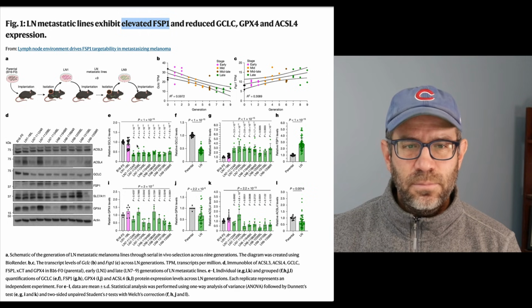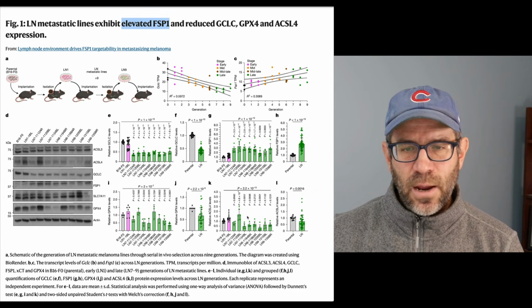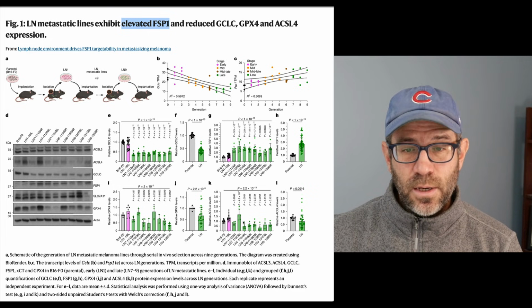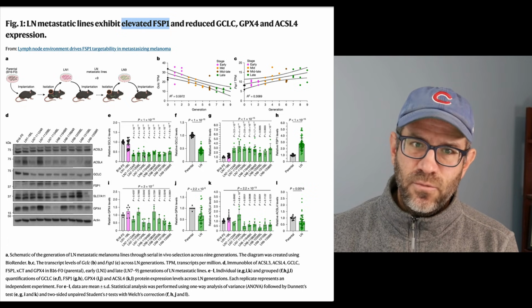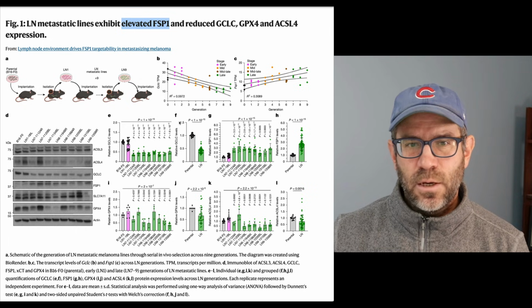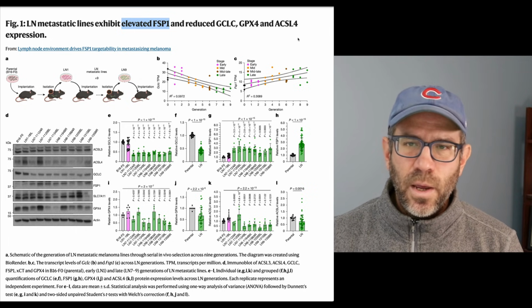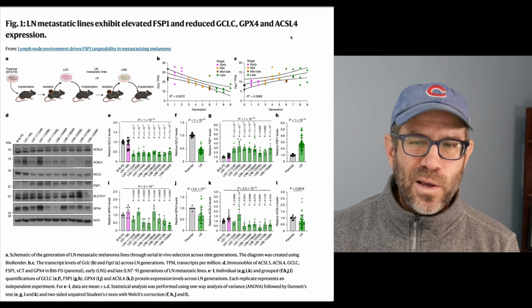Whereas GCLC here, the GPX4 here, and then the ACSL4 here are lower than what we saw for the parental strain. And again, that's in the individual analysis, as well as in the pooled analysis that we saw in F, H, J, and L. So as I always say, a good figure will prompt me to ask more questions.